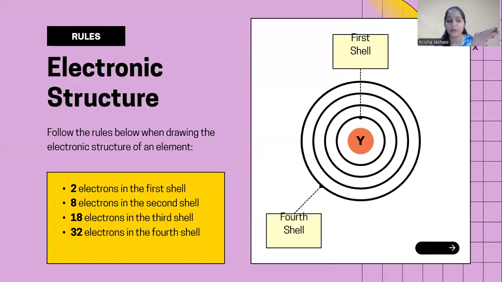Then this is how the electronic structure becomes. The first shell will have two electrons only. It has only the capacity of holding two electrons, not more than that. Please be very careful about this. It can only hold two electrons, not more than that.